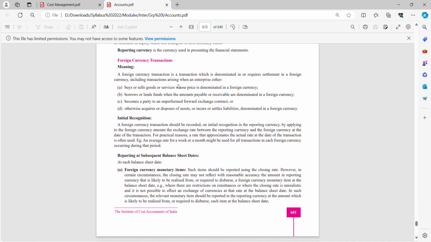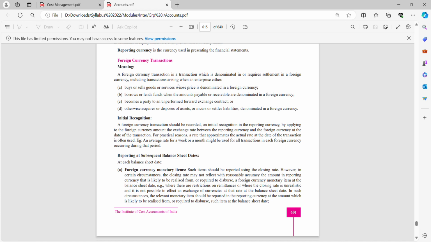Then we have initial recognition. A foreign currency transaction should be recorded on initial recognition in the reporting currency by applying to the foreign currency amount the exchange rate between the reporting currency and the foreign currency. First we studied what foreign currency transactions are, meaning denominated in another currency. If I'm buying in US dollars, that means I entered into a foreign currency transaction. If I'm buying in Japanese yen, that is a foreign currency transaction.